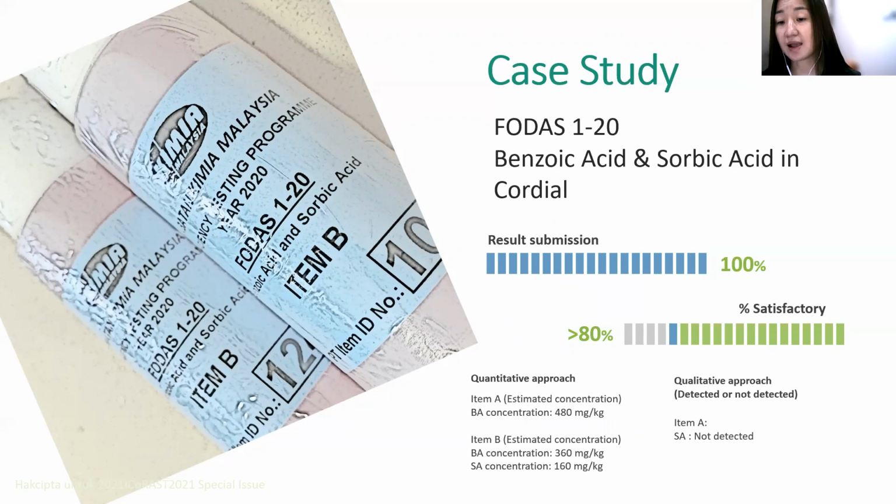We have item A and item B, which is item A with spiking of the benzoic acid and sorbic acid, and the item B as well.